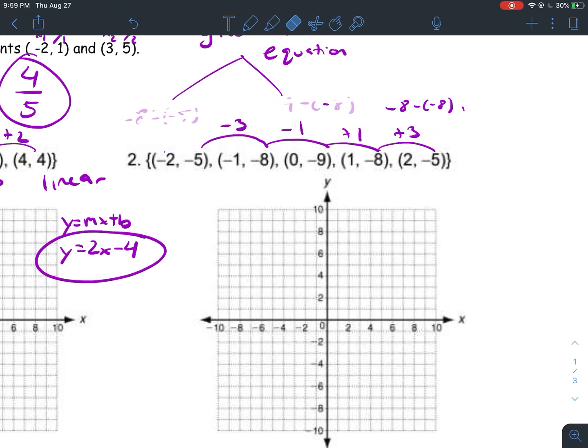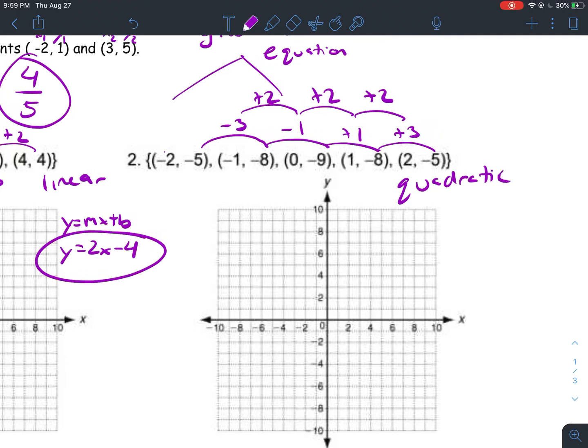All right, I didn't mean to erase that, I meant to erase this. So now let's see if we have a common second difference. To get from -3 to -1, we went up 2. -1 to 1, up 2. And 1 to 3, up 2. So we got a common second difference, so this is definitely a quadratic.